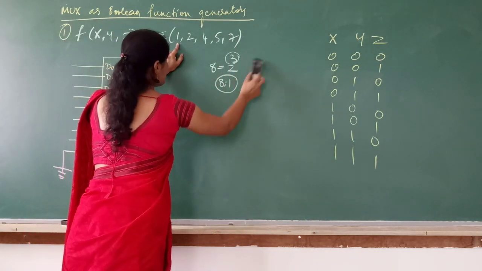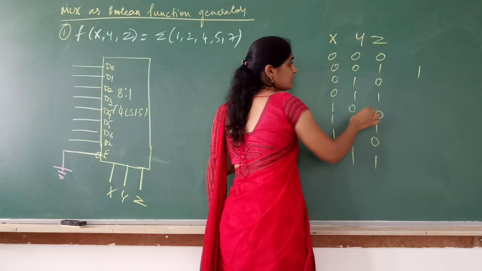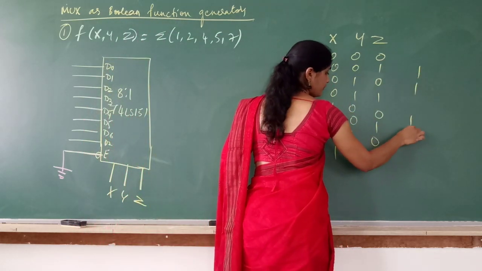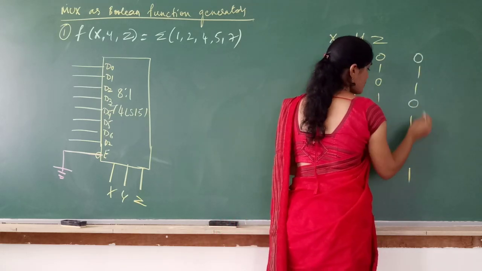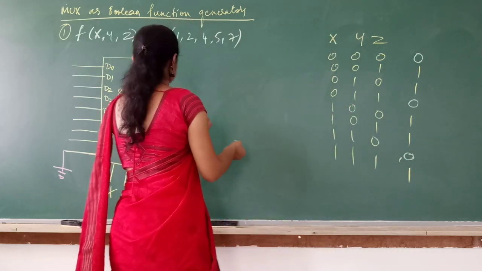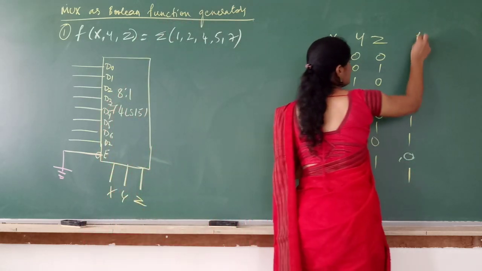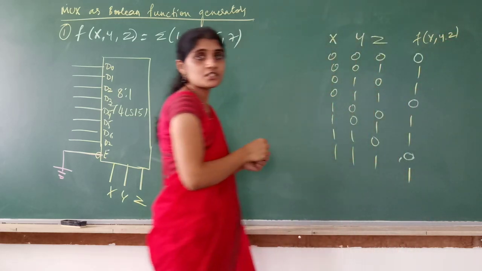Min terms are 1, 2, 4, 5, 7. What does it mean? For 1, 2, 4, 5, 7 the output is 1. For other combinations the output is 0. That is the meaning of giving the function like this. So this is the function, f of x, y, z. This is the function, right? So this is what it means.